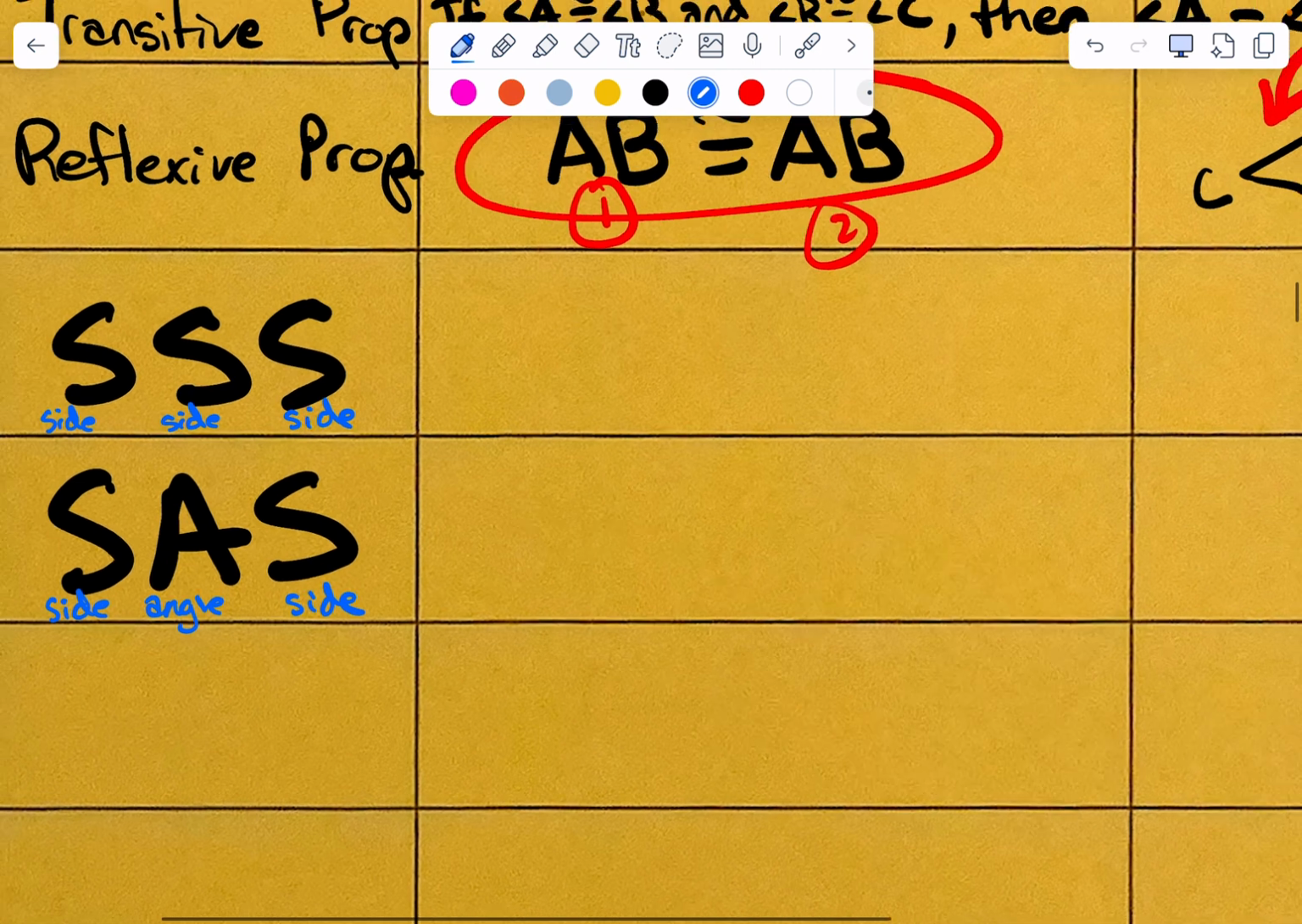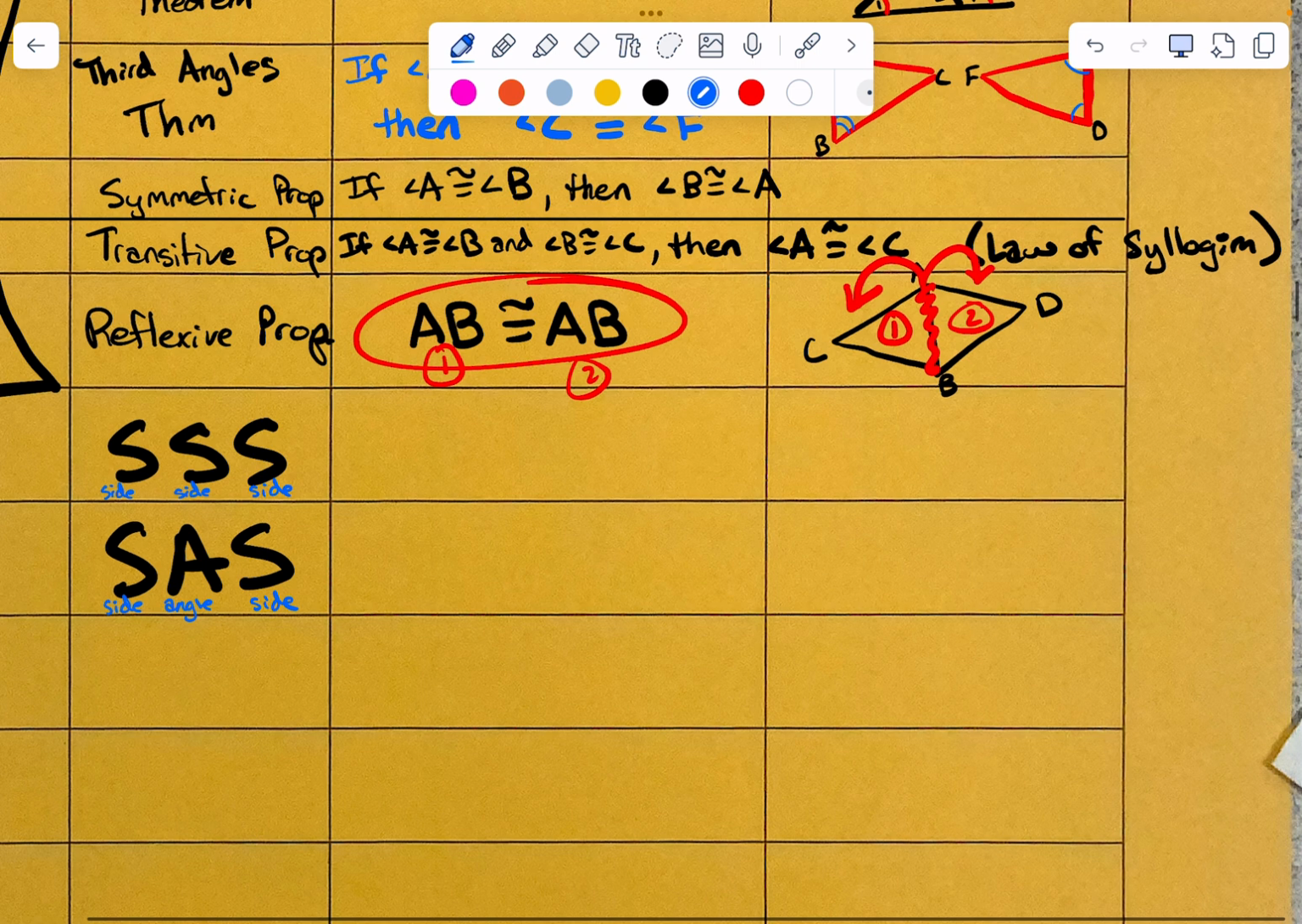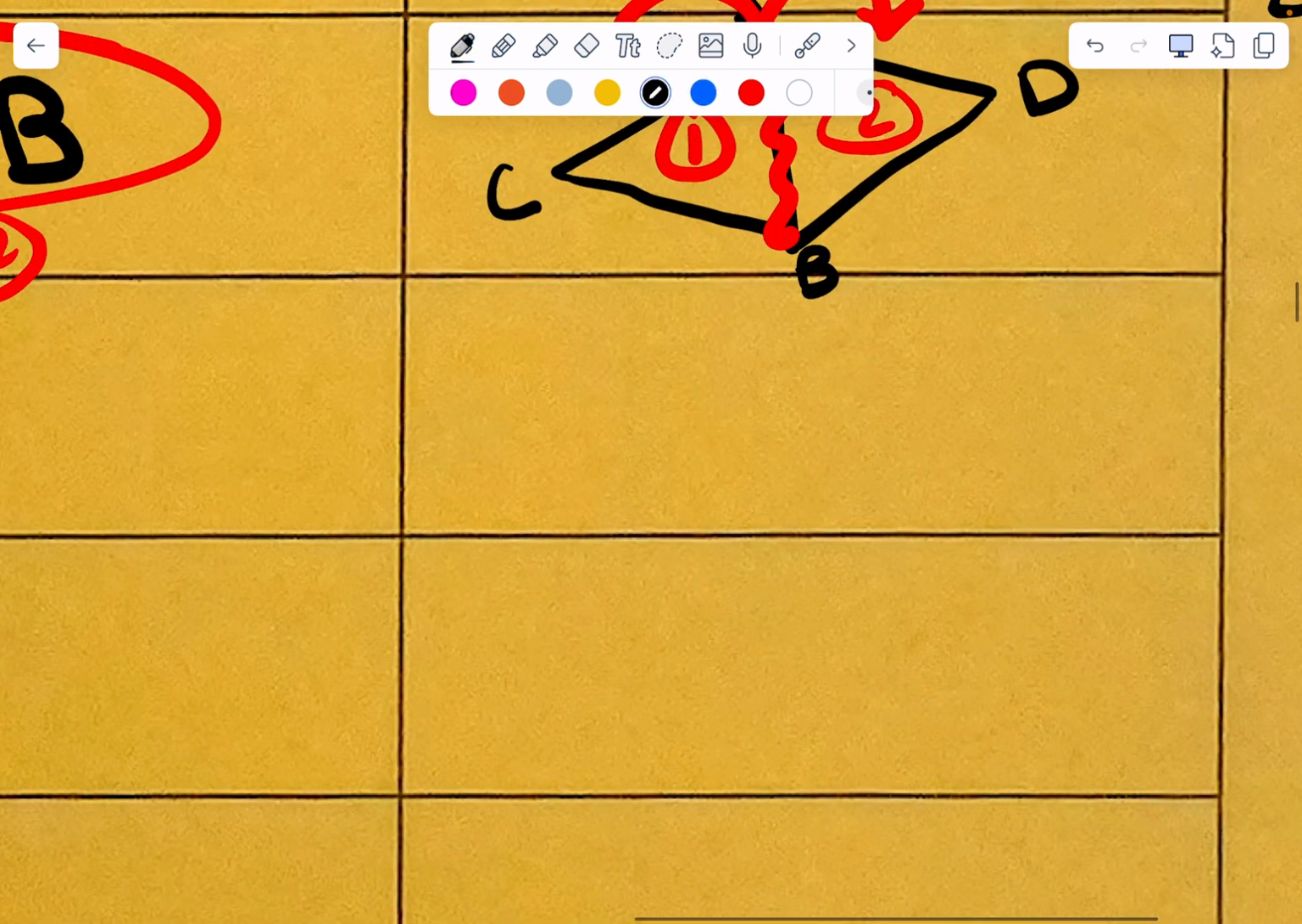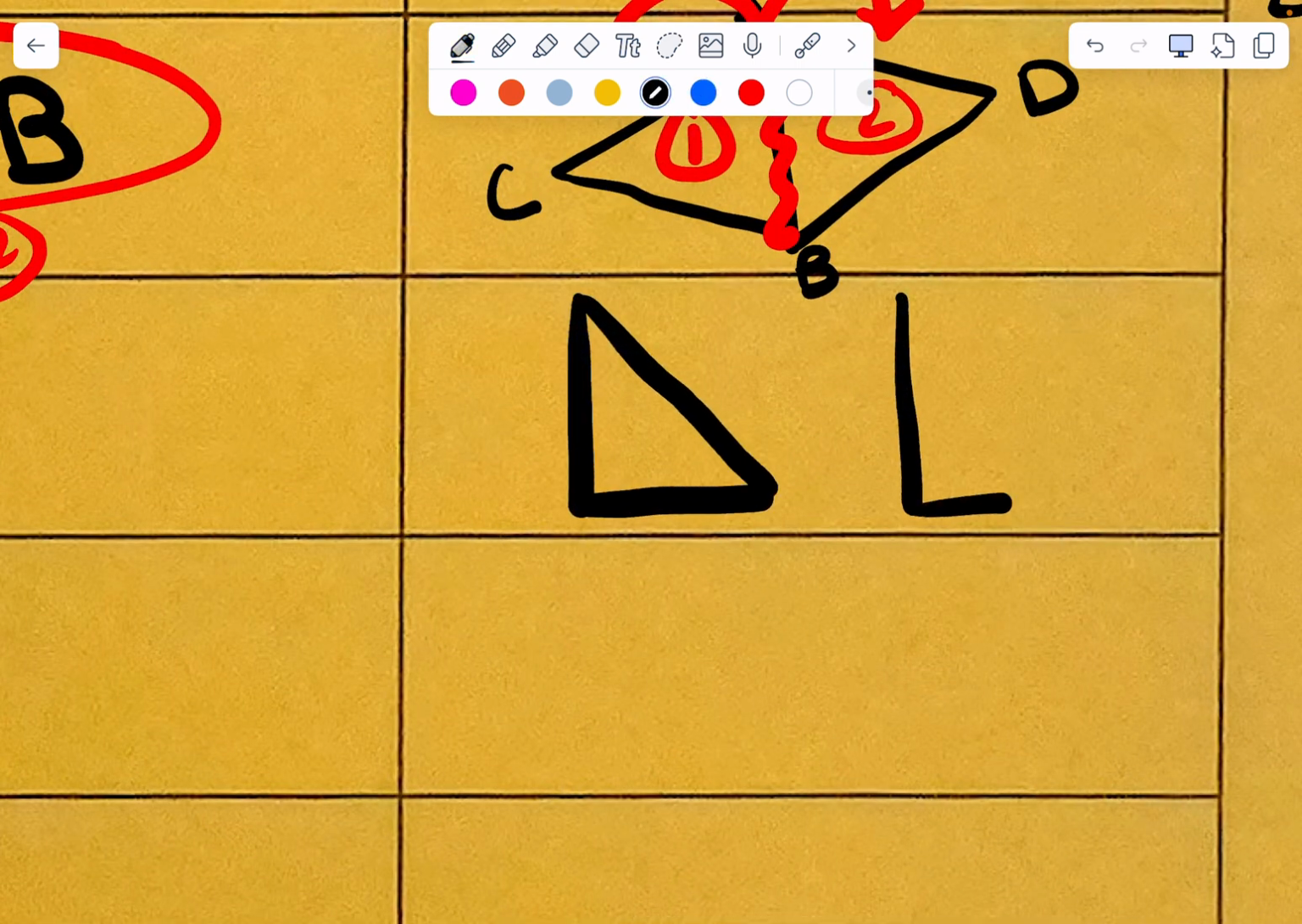Okay. Side, side, side, side, angle, side. All right, those are the two that we have to write down. I'm going to draw a picture, a couple pictures. Let's just draw the same picture. I'll just draw like this. And we'll do the same thing for the bottom one.